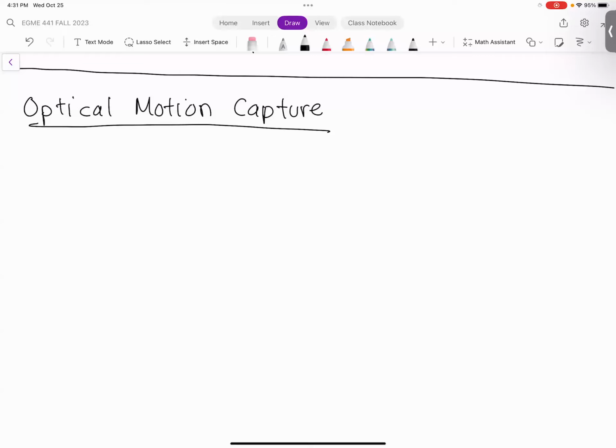So like I mentioned on Monday, optical motion capture is kind of the state-of-the-art way to measure human motion kinematics. And what I mean by that is, how do we basically track human motion? How do we quantify it? And how do we describe it?